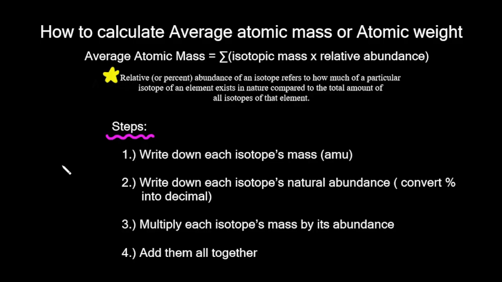Then multiply each isotope's mass by its decimal abundance. Finally, in the last step, we need to add the results together. The sum of the values is the average atomic mass.